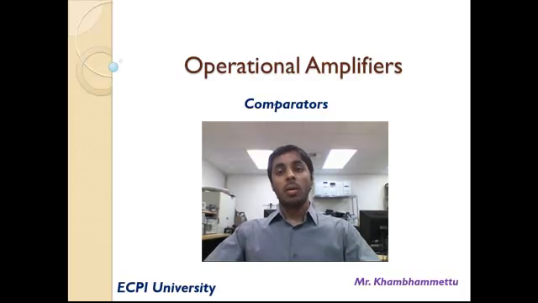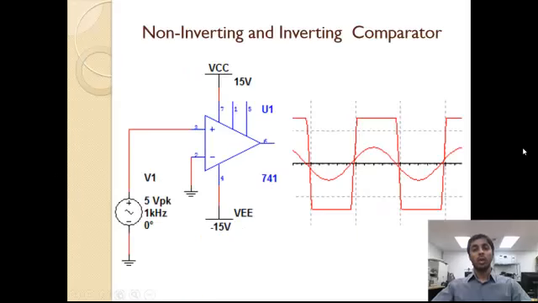So let's recap our last class on non-inverting and inverting comparators. Let's consider this circuit where the input signal V1 is applied to the non-inverting terminal, whereas the inverting terminal is grounded. That means 0 volts appears at the inverting terminal, and the non-inverting terminal gets the actual sinusoidal signal, which keeps changing. This circuit was developed using Multisim.